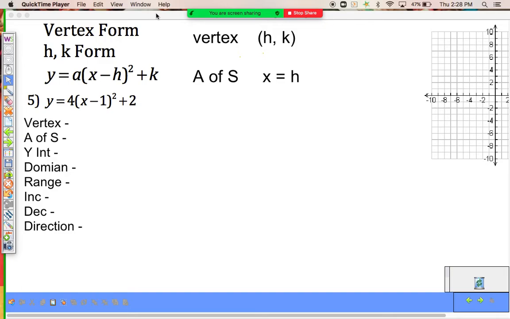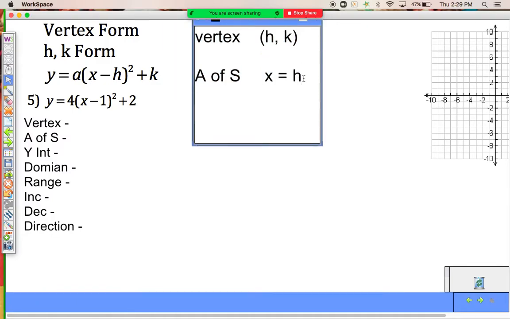All right. So what we're going to do is, from that equation, figure out where my vertex is, what my axis of symmetry is, my y-intercept, my domain, my range, where my graph is increasing and decreasing, and the direction of the opening. All right, those are all the things we're going to figure out. As we go through, I'm going to type them up here and add them if I haven't already done so.